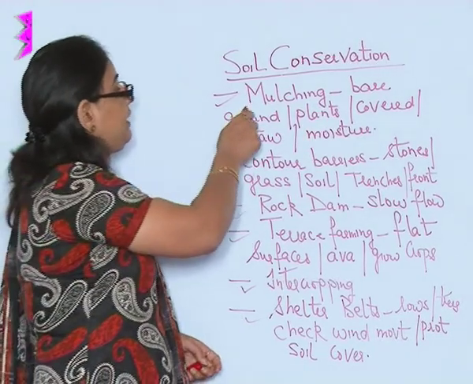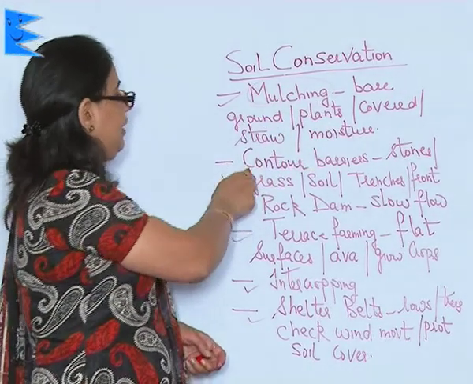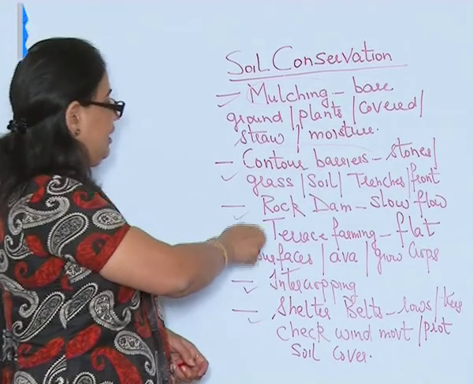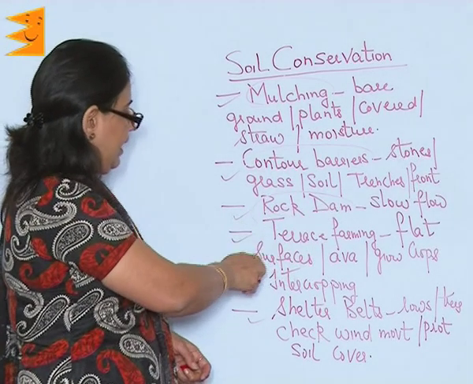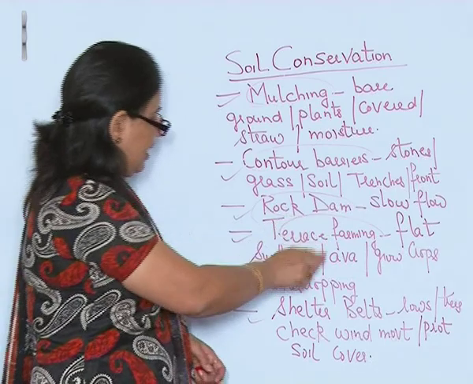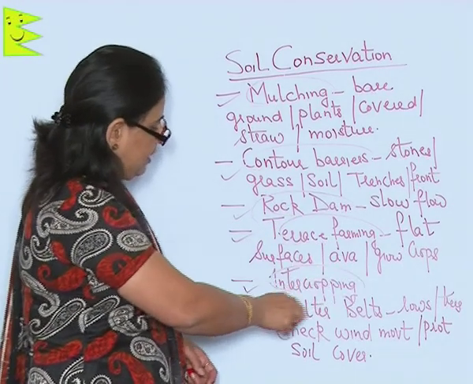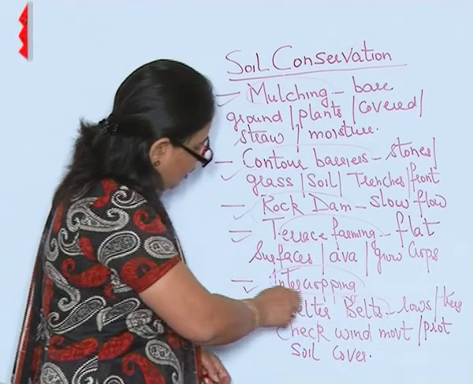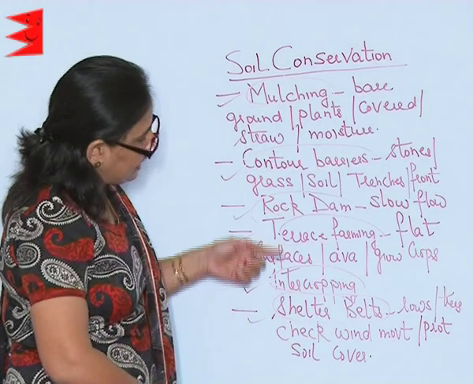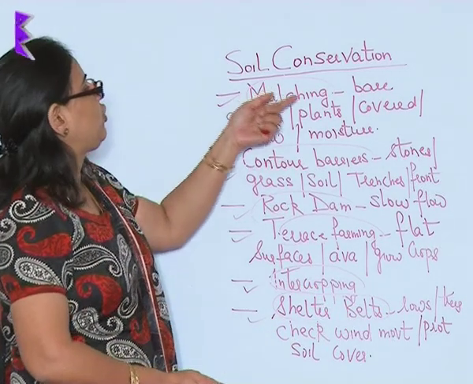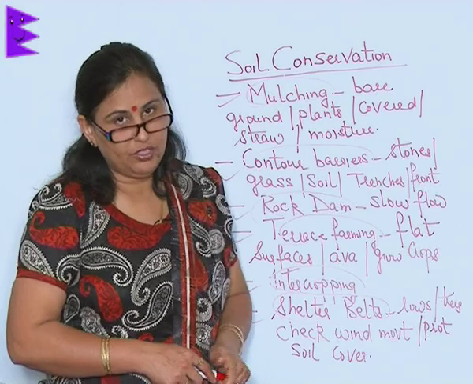Once again revising: the mulching method, the contour barriers, the rock dam, the terrace farming, the intercropping method and the shelter belts. All of these are the methods which help in the conservation of soil.